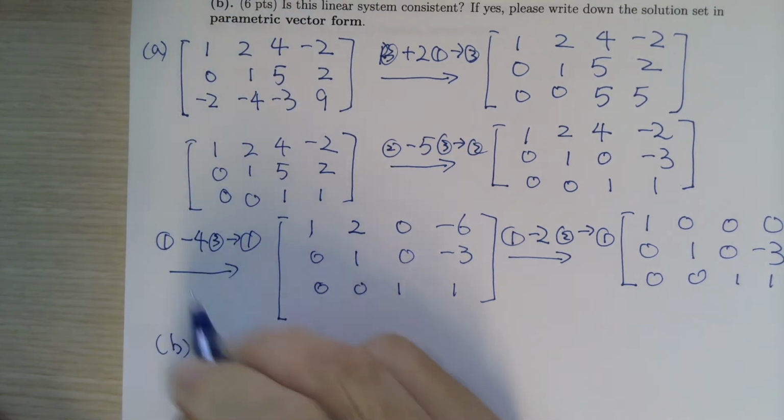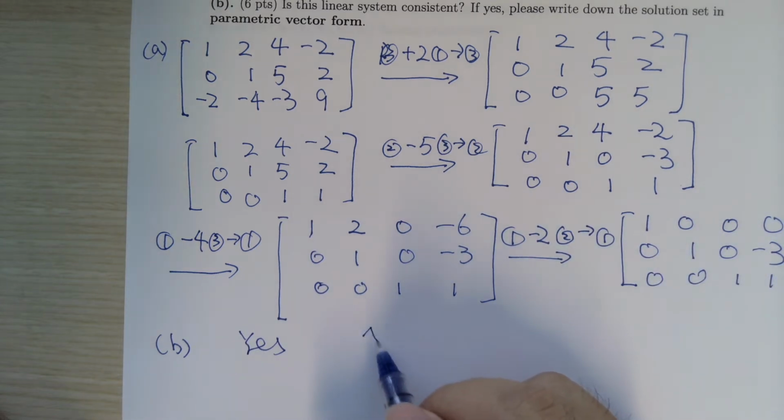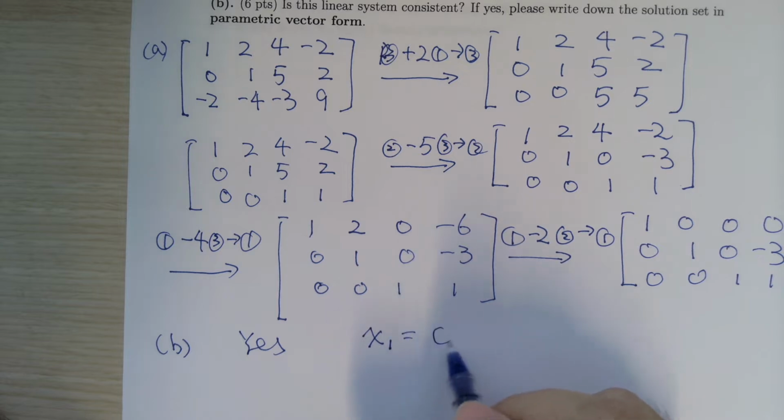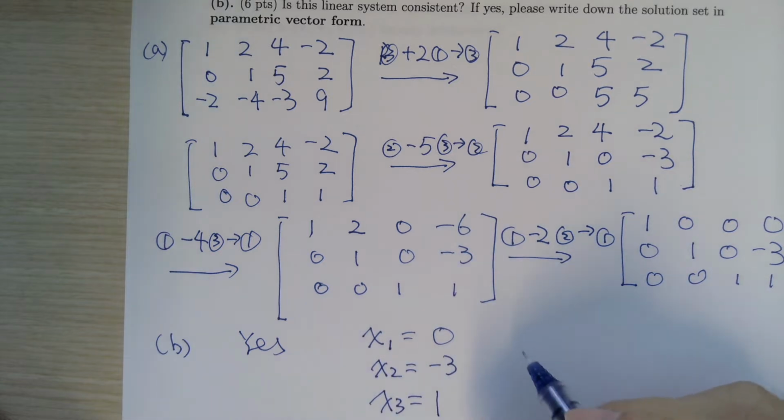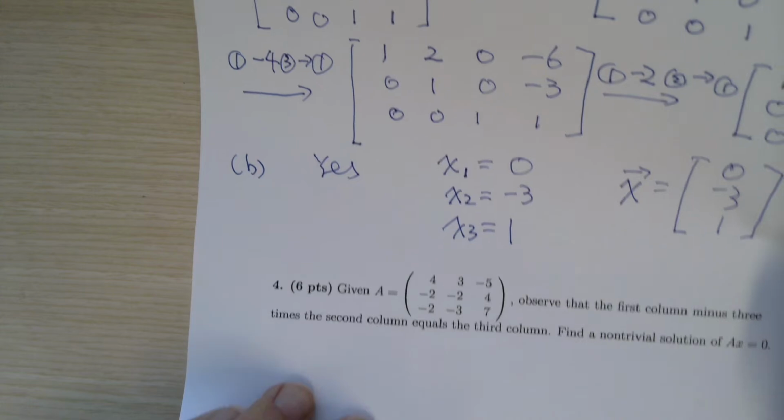Part B: is it consistent? The answer is yes, right? And the solution is easy to write down: x1 equals 0, x2 equals negative 3, x3 equals 1. So that's it. Easy stuff.